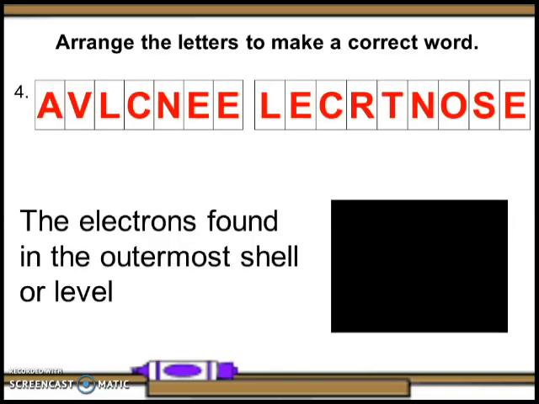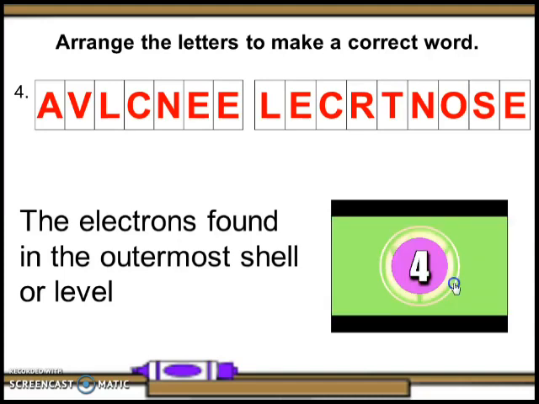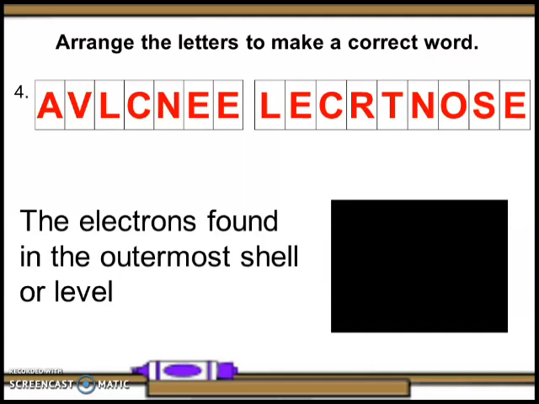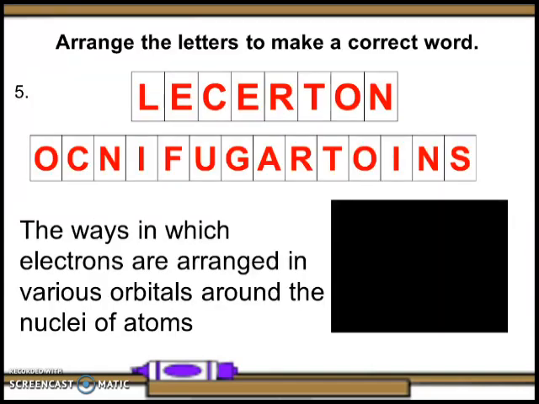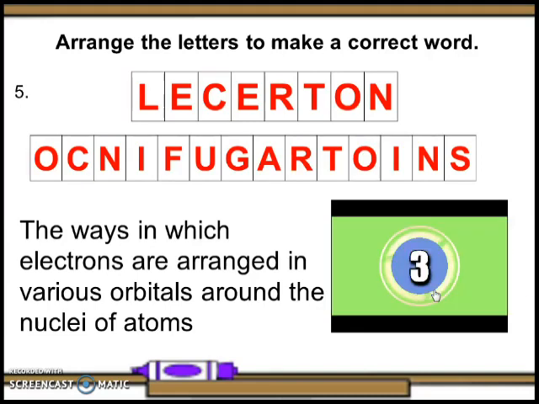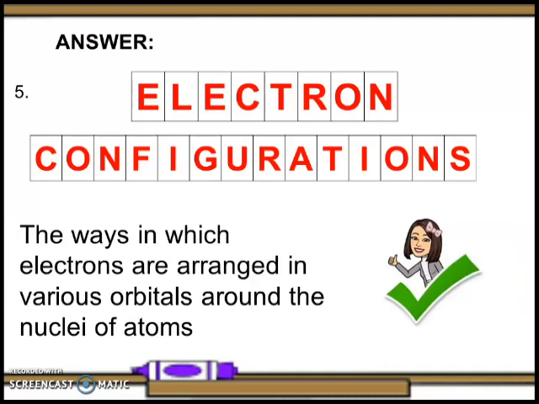Number 4. The electrons found in the outermost shell or level. The correct answer is valence electrons. And last, number 5. The ways in which electrons are arranged in various orbitals around the nuclei of atoms. And the correct answer is electron configurations.